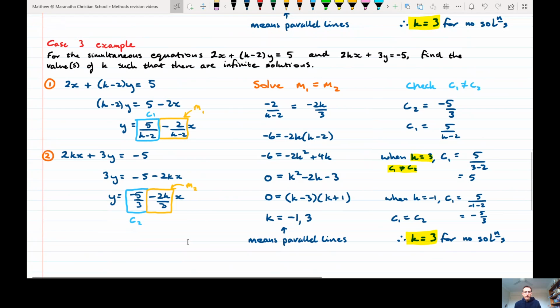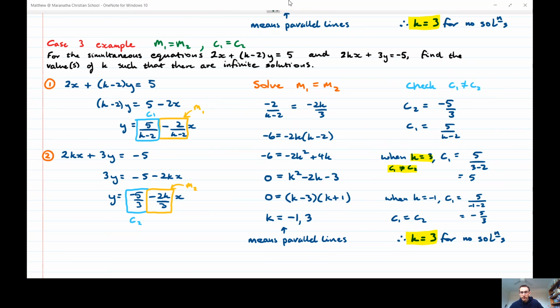So remember this final case. Gradients are equal and the y-intercepts are equal. So do we have a case where the gradients become the same and the y-intercept becomes the same? And the answer in this case is yes.